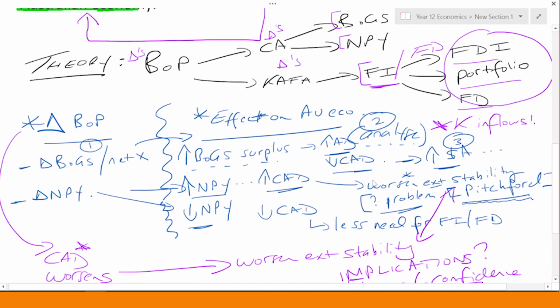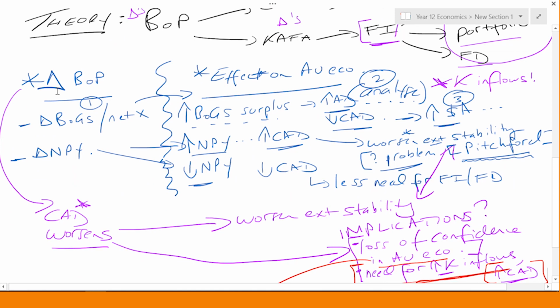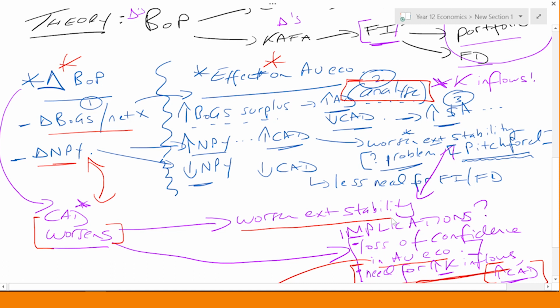So if we just scroll through this section, what we're really looking at here is the change in the balance of payments, the effect on the Australian economy, and we're looking for opportunities to talk about the implications of this. So we've talked about changes in net exports, changes in net primary income, and then this worsening of the CAD. Yes, there is a crossover between the two, because in terms of this worsening external stability, you could also say, well, actually, it may not be an issue because of the Pitchford thesis in this kind of situation.